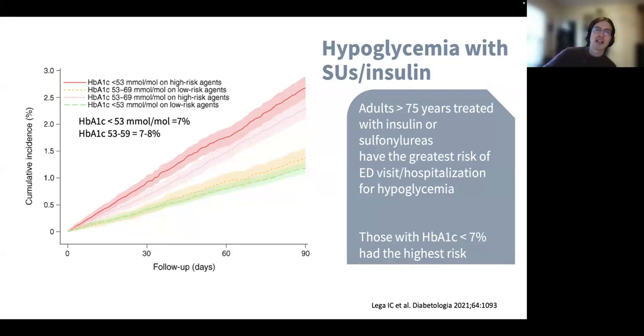And then the bottom two lines is people that were not treated with high-risk agents. So, even if your A1C is between 7 or 8, there's still risk with sulfonylureas or insulin. But obviously the biggest risk comes in those people that are treated to intensive targets.